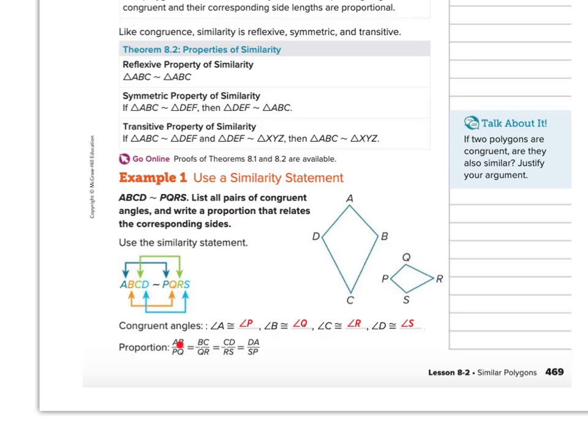So the proportion of AB over PQ is going to be the same as BC over QR, is going to be the same as CD over RS, and is going to be the same as DA over SP. So those proportions will remain. All of those proportions should be constant.